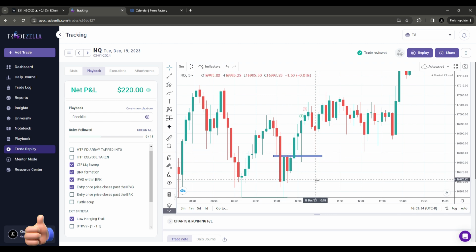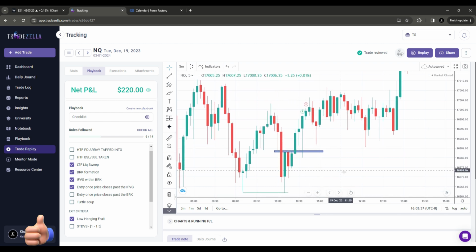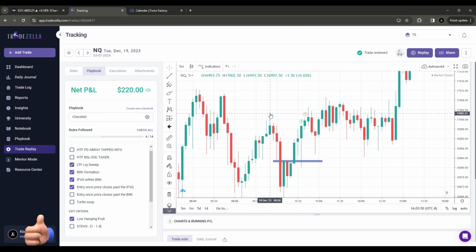And typically you'll get both, which makes a BPR, and that's even higher probability. So 987.25. Our entry for long was here, and I targeted internal liquidity here.